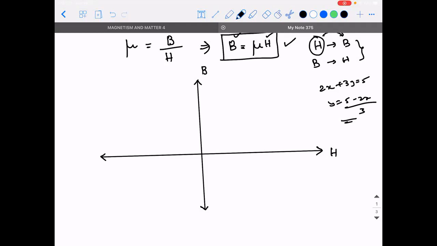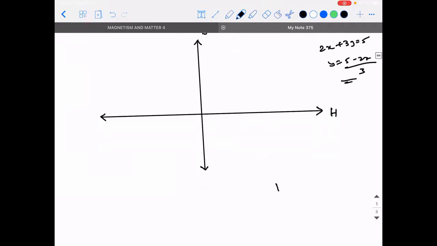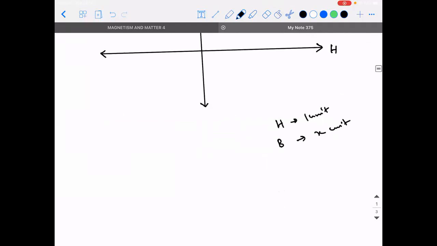Did you understand why I asked? H should be taken on the x-axis and B should be taken on the y-axis. Have this in your mind. If you keep giving H, B will get generated. But let's say you're giving the value of H as 1 unit, and let's say B is coming out as X units. If you increase the value of H to 2 units, what do you think B will be?